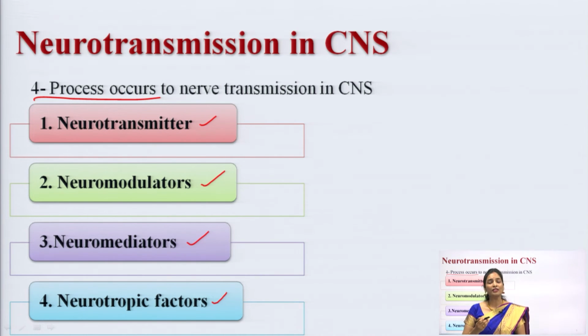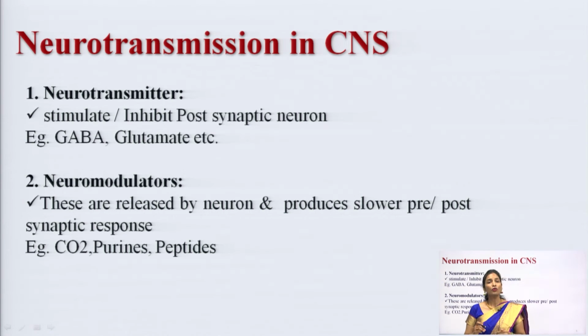Now, I will explain them one by one in a better way. So, what is a neurotransmitter? When a neurotransmitter has been stimulated, it goes and binds to its receptor and shows its action on the postsynaptic neuron. Either it can stimulate the postsynaptic neuron or it can inhibit the postsynaptic neuron. If it is an excitatory neurotransmitter, it will excite the cell. If it is an inhibitory neurotransmitter, it will inhibit the cell. What is an example? Glutamate and GABA. One is an excitatory neurotransmitter and the second one is an inhibitory neurotransmitter.